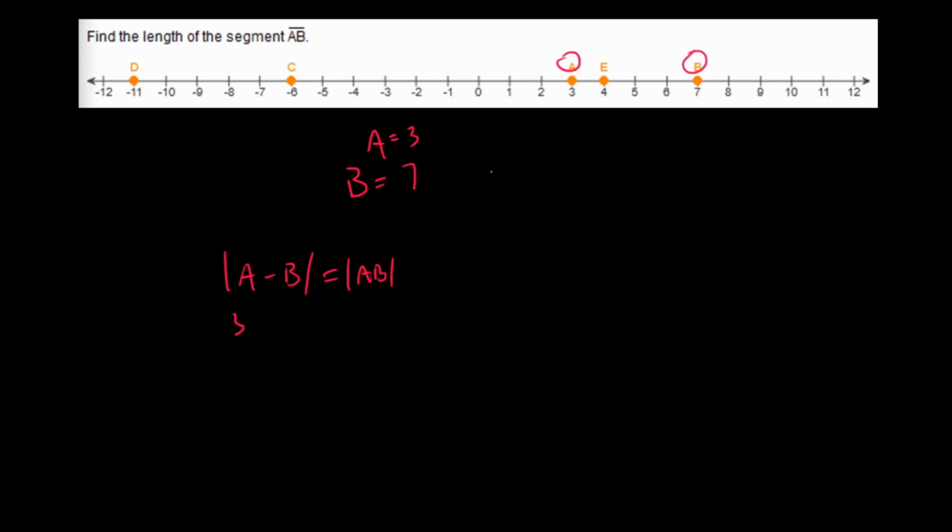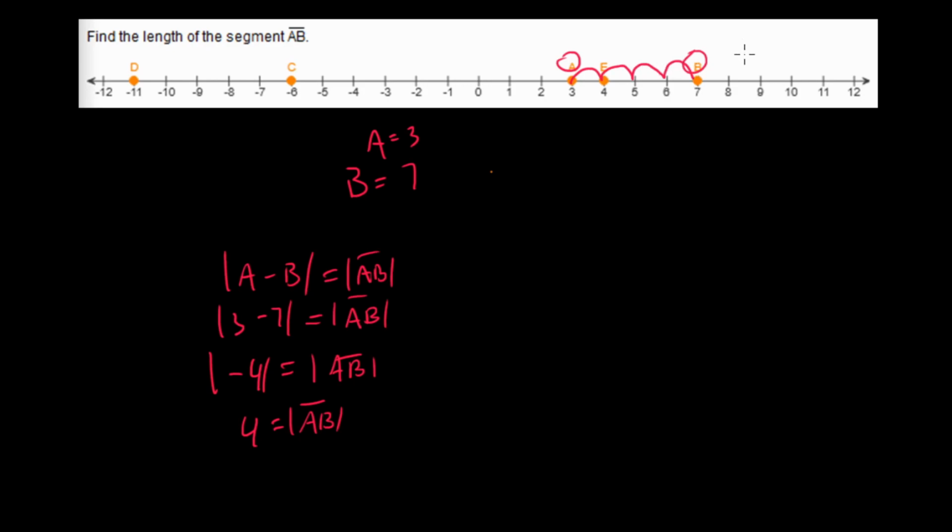So I have 3 minus 7, find the absolute value of that, and then I get the length of line segment AB. Well, that is the absolute value of -4, which is equal to AB's length, and that just means that we have a length of 4 for line segment AB. And then we're just going to verify that by doing the counting method. 1, 2, 3, 4, and we're good to go.